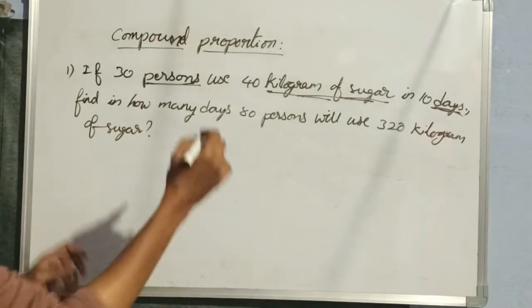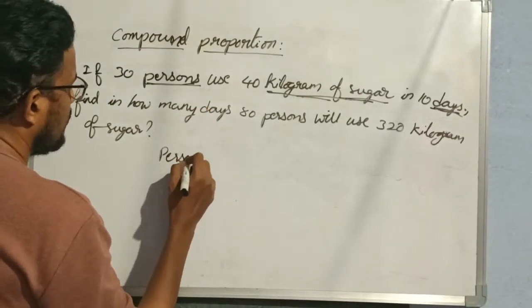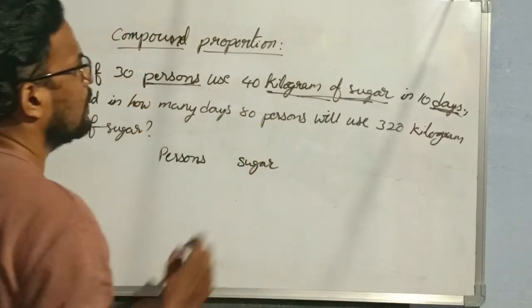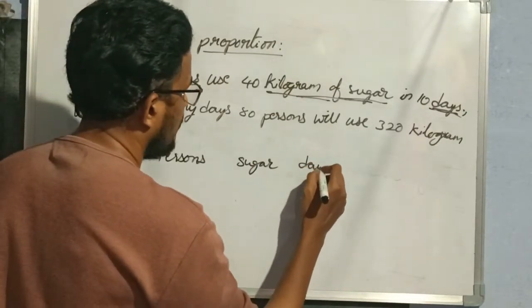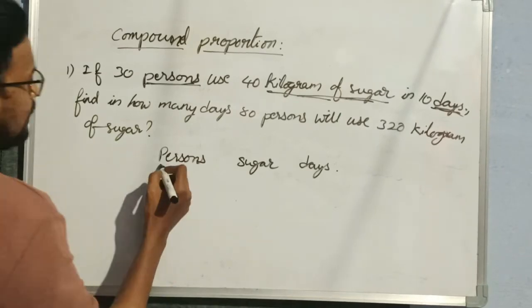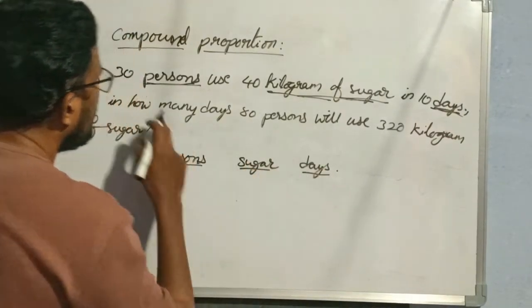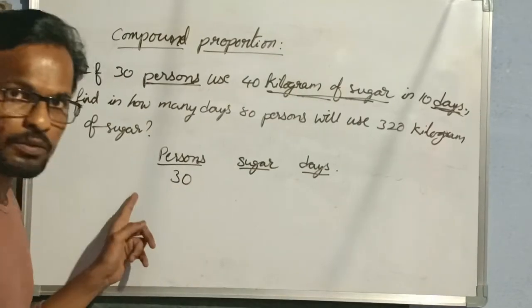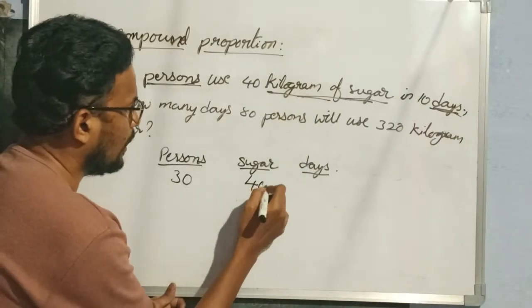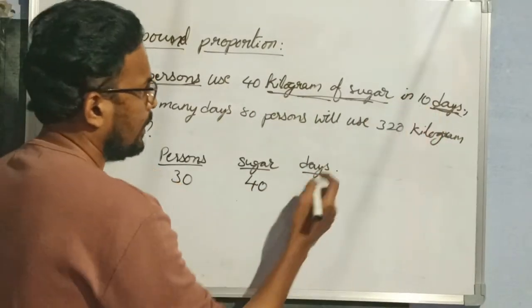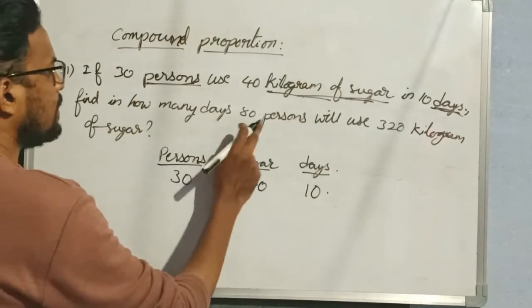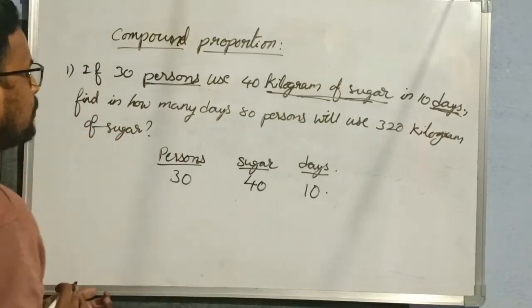Okay. So let us write those as it is. Persons. Next let us take sugar. Next days. Number of days. Okay. And write numbers below that. How many persons? 30 persons. How many kilograms of sugar? 40 kilograms of sugar. How many days? 10 days. Clear? Next. In how many days 80 persons will use 320 kilograms of sugar?